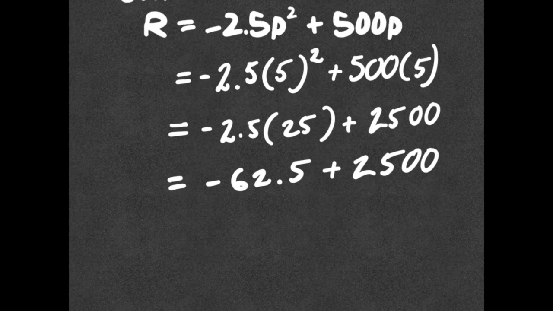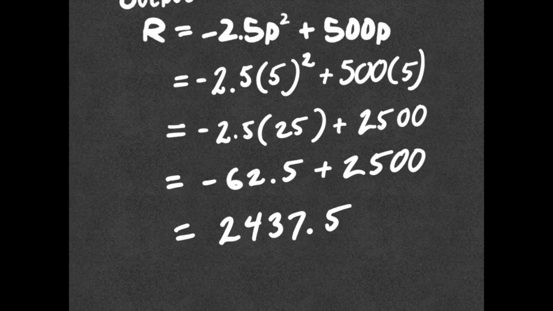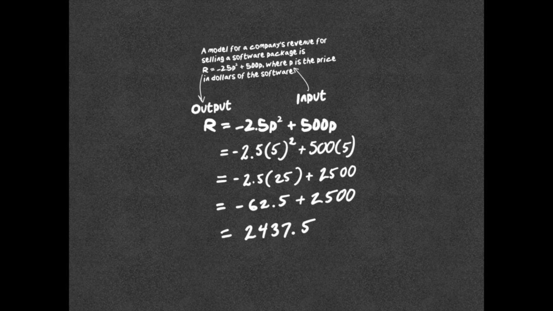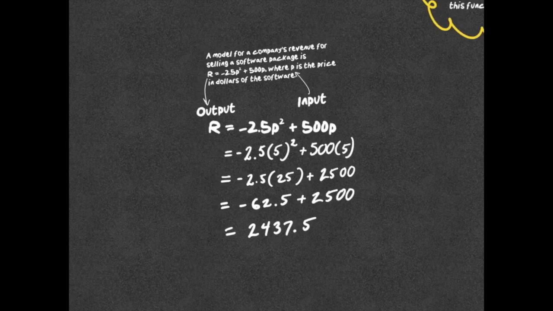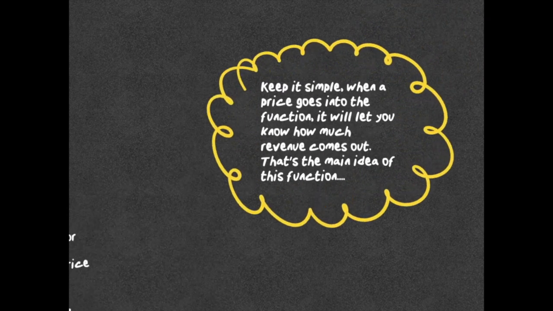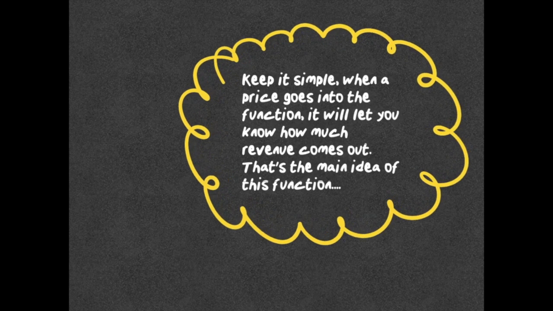Since those signs are not the same, I'm really going to subtract. After I subtract, I get 2,437.5. So that's literally $2,437.50. If we set the software package to $5, their revenue will be $2,437.50. When it comes to functions, just keep it simple. When a price goes in for this function, a revenue will come out. That's the main idea of this function.